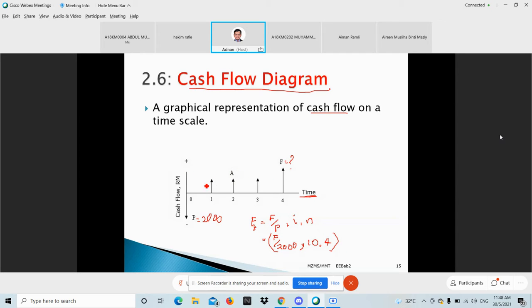Dalam kes ini ada installment. Di akhir, katakan pada akhir tahun pertama tu, which is dalam sini 0 to 1, the end of first year lah, kita bayar satu installment. Okay, lepas tu kita bayar lagi second installment, third installment dan fourth installment. So A di sini lah macam installment lah.